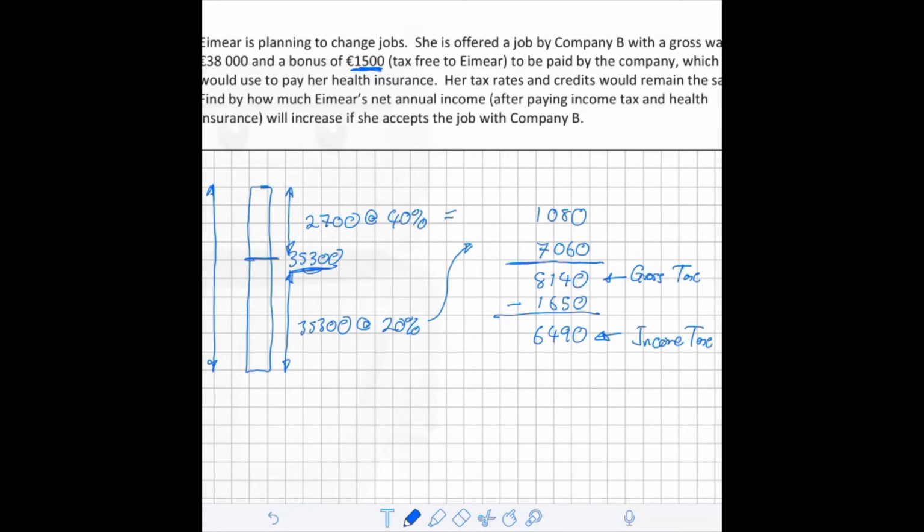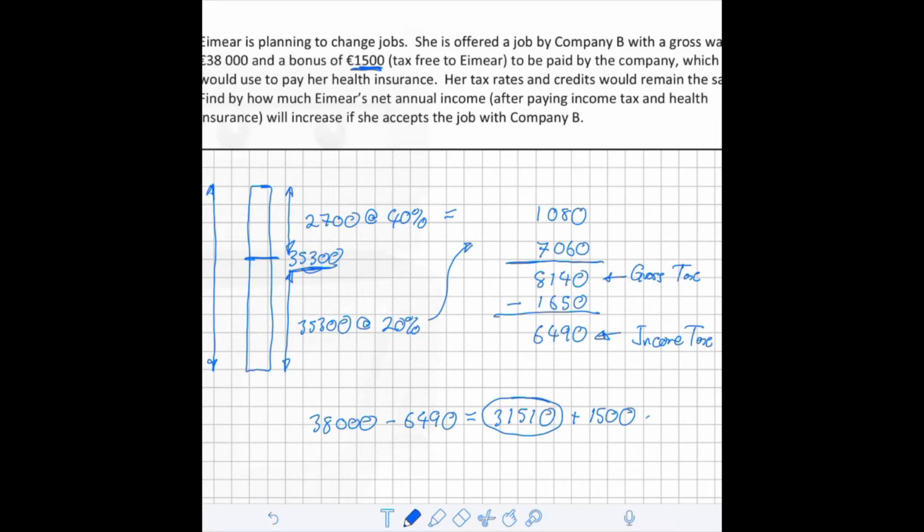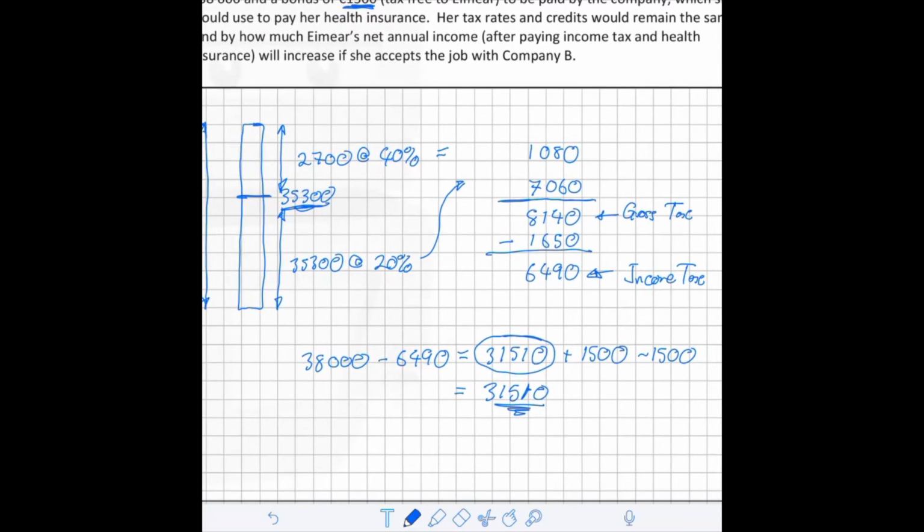So technically what's happening is she pays that amount of income tax and that gets her salary down to 38 minus 6490, which is equal to 31510. So that's the amount of money she gets to keep. Okay. But she also gets 1500. And then she gives the 1500 away. So we take that away. And that's the amount of money she gets to keep. So she gets to keep 31510. So in this system, that's her net income.